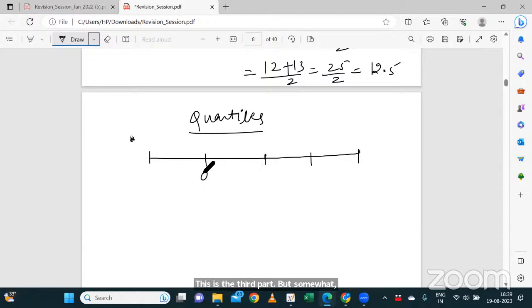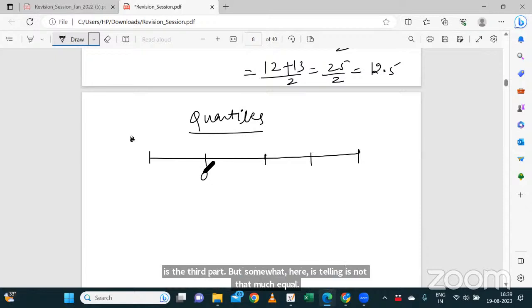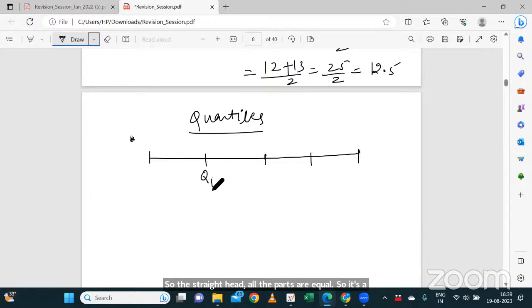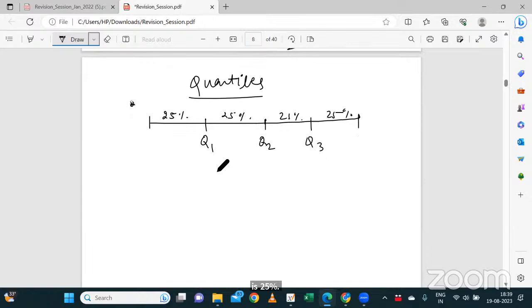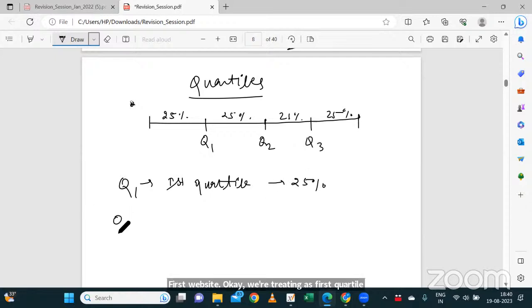The meaning of quartiles is one-fourth, right? So this first point is called Q1, this is Q2, this is Q3. Since it divides my data set into 4 equal parts, this part will be 25%, this part will be 25%, this part will be 25%. Q1 is the first quartile, and it covers 25% of my data set.